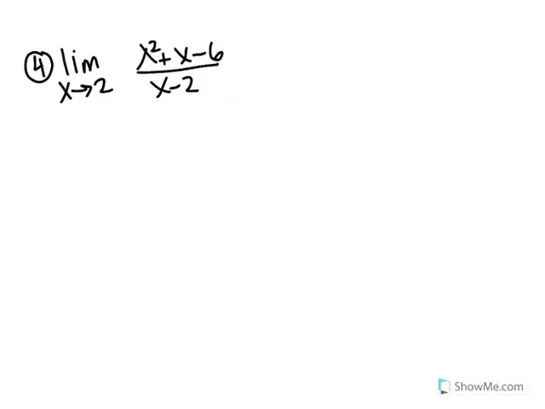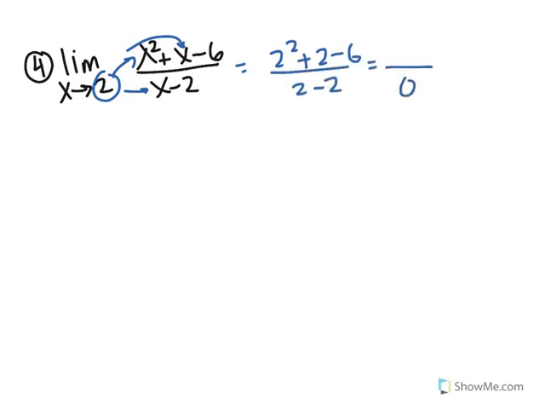In this next example, we're going to find the limit as x approaches 2. We're going to try directly substituting in for all values of x. So we get 2 squared plus 2 minus 6 all over 2 minus 2. Right off the bat, notice the denominator is 0, so we're going to have a problem. The numerator is 4 plus 2, or 6 minus 6, so also 0. So whenever we have this, we have to go to option 2.